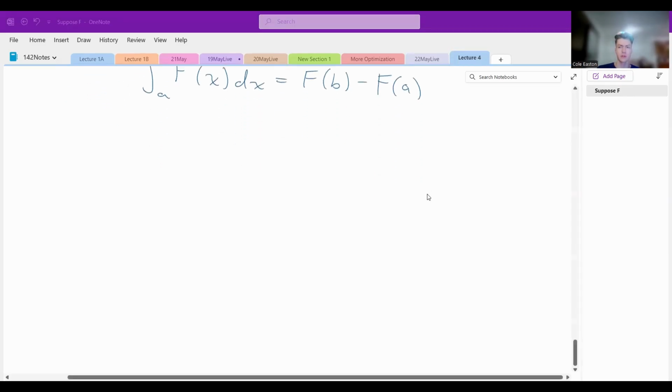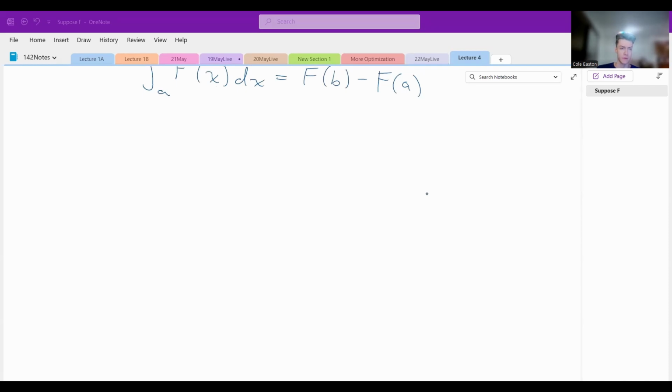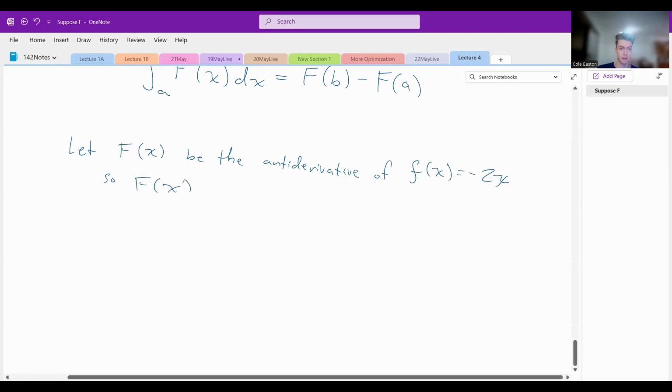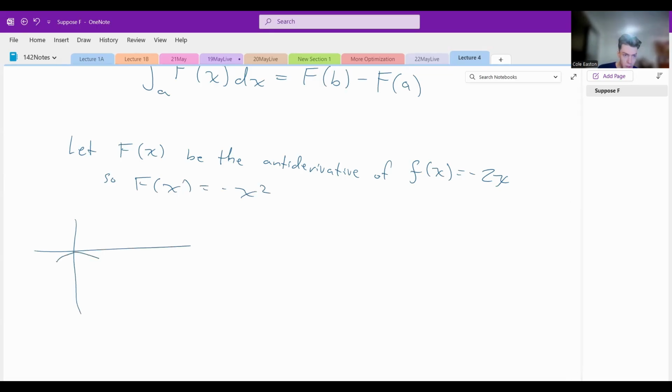Now, what if we have a function whose derivative is negative? For example, we could say let big F of x be the antiderivative of little f of x equals -2x. We know that that means that big F of x equals -x squared. So let's just write that. So big F of x equals -x squared. And if we graph that, we know that we have a function that's decreasing like this. So let's plot a couple points. Let's say 1, 3. So this point is going to be 1, -1. And this point is going to be 3, -9.